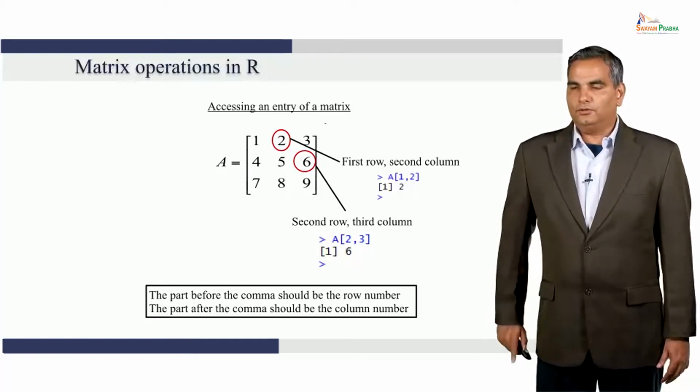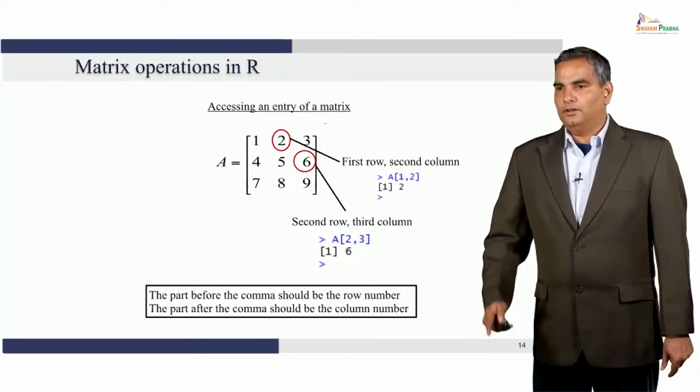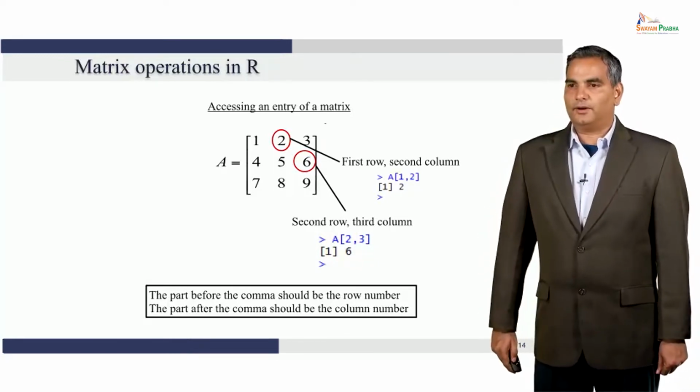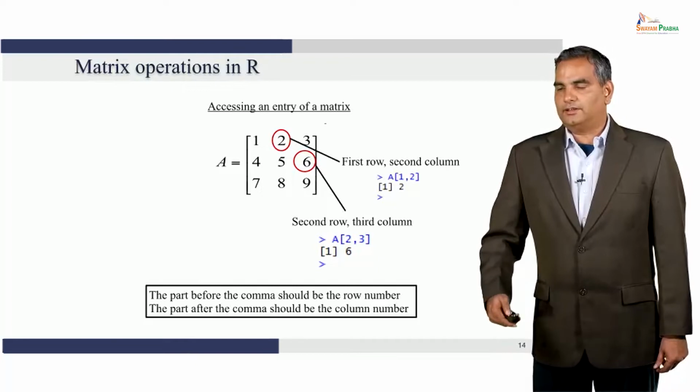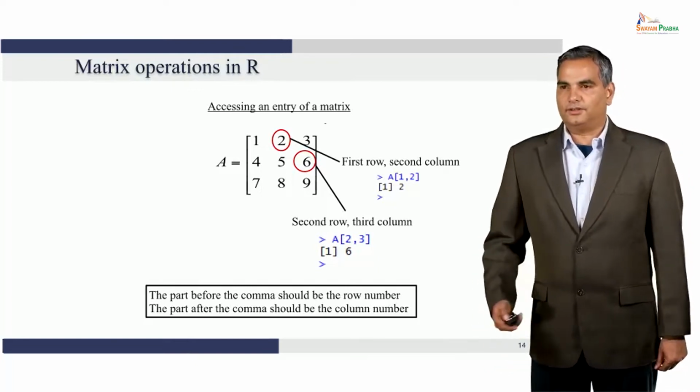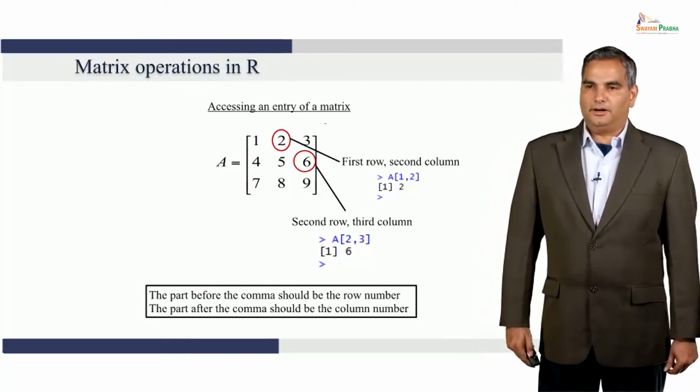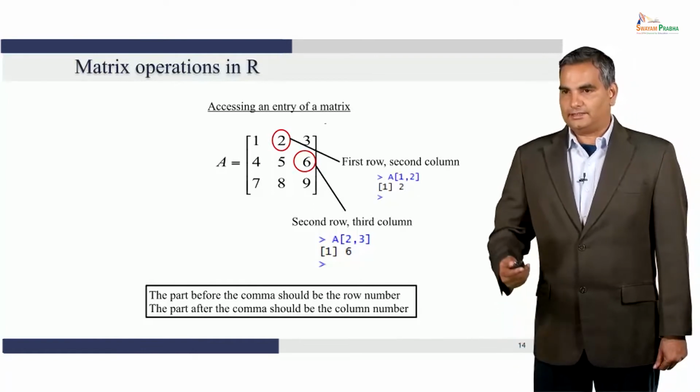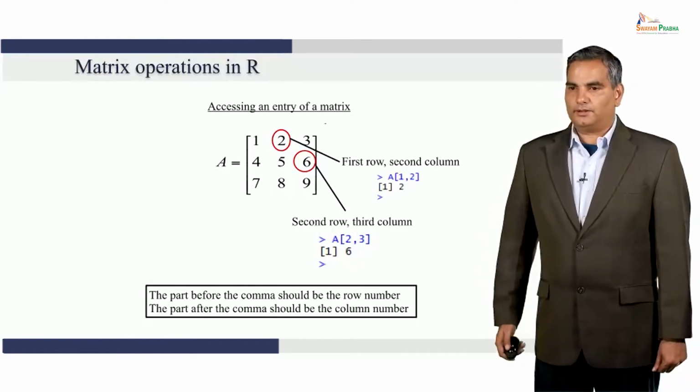So number 2 is in first row, second column. So you simply do A square bracket 1, 2 to indicate that you're looking for a number in the first row and the second column of the matrix. Similarly, if you want to access 6, you would simply say A 2, 3.